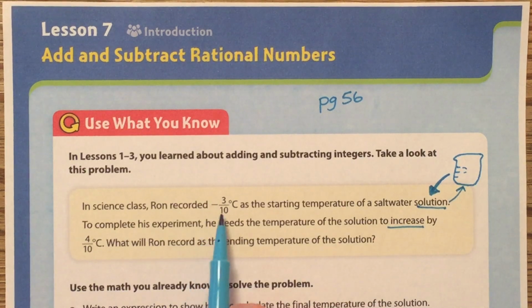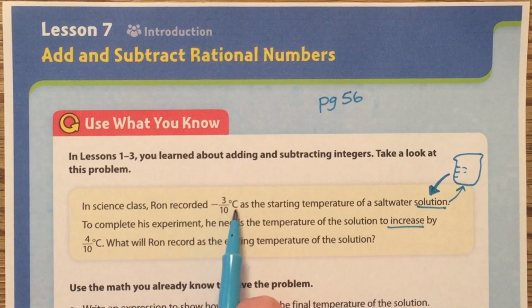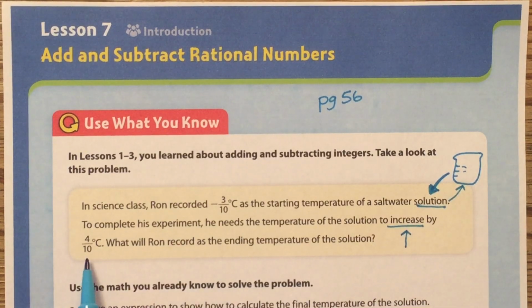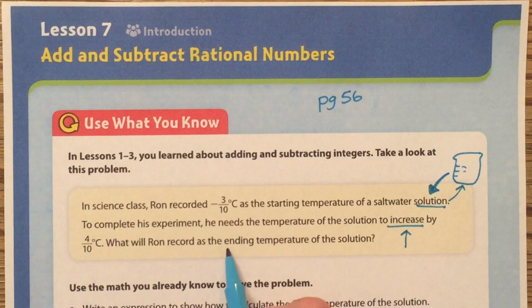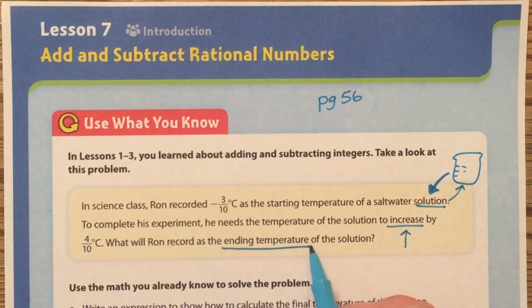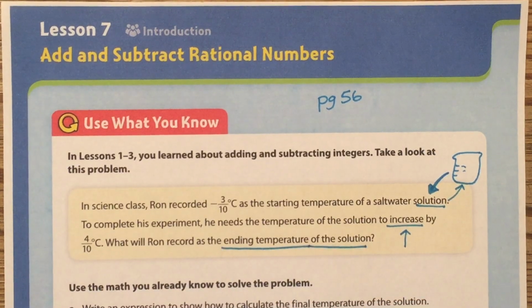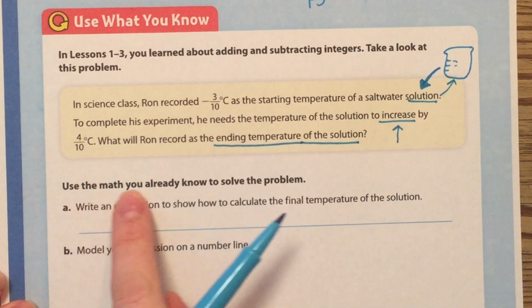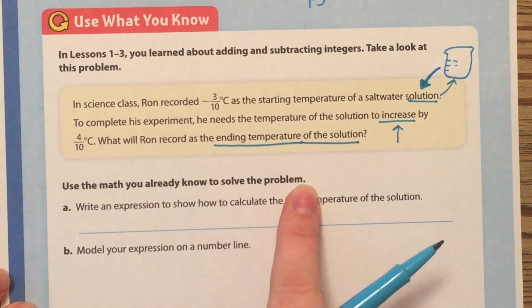So the initial temperature was -3/10 degrees Celsius, and we need to increase the temperature by 4/10 degrees Celsius. And our end game here, or our goal, is to find the ending temperature of the solution. So we're going to scoot down a little bit here. We're going to use the math we already know to solve the problem.